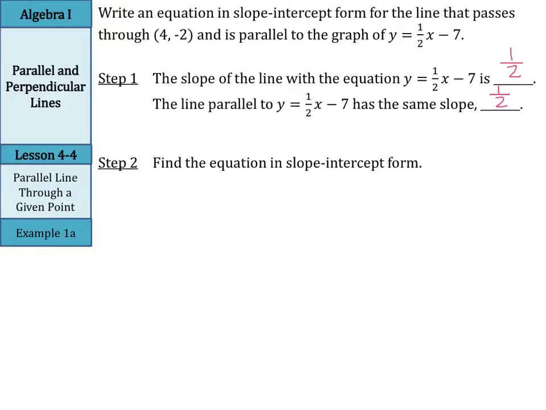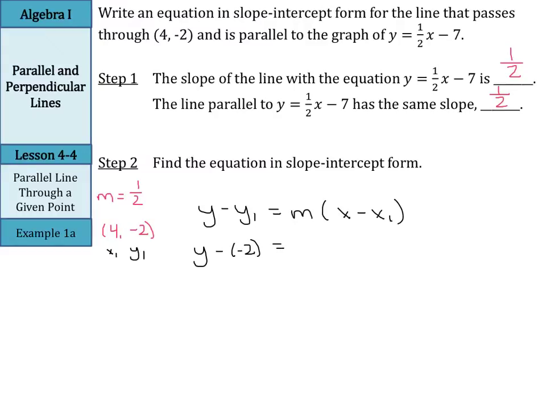Now we want to find the equation in slope-intercept form. The slope of our line is going to be 1/2, and we're going to use the provided point, (4, -2), to come up with the equation in point-slope form first. y - y1 = m(x - x1). Remember, this ordered pair is our (x1, y1). So as we substitute in, this is y - (-2) = 1/2 (x - 4). Now here I have a minus and a negative, and I want to simplify that. So that's y + 2 = 1/2 (x - 4). Now, this is the equation of the line in point-slope form.